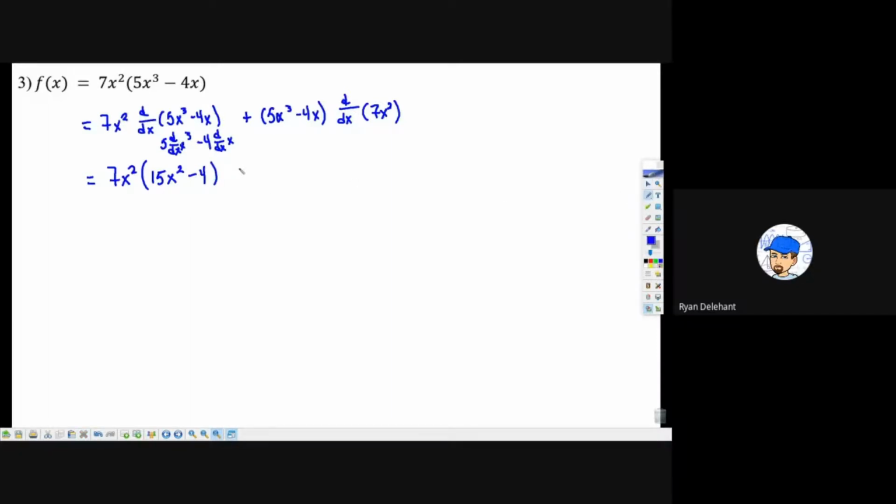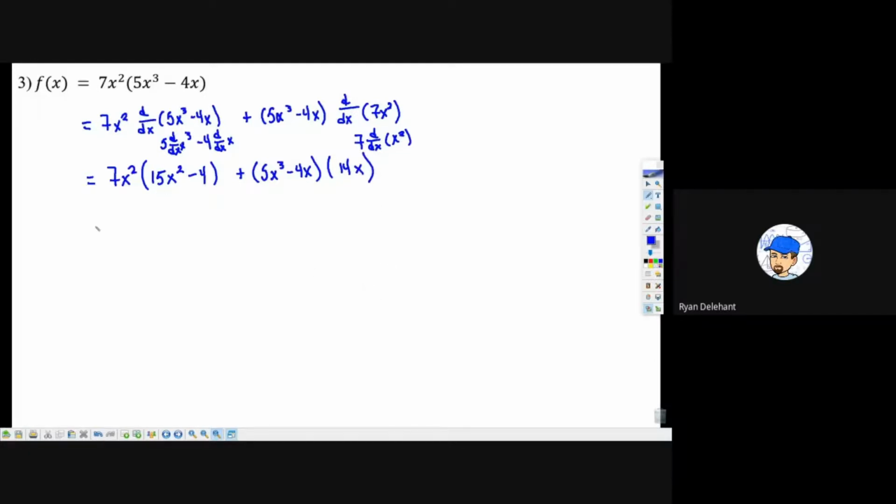And we're going to multiply that by 5x to the 3rd minus 4x. I'm sorry, we're going to add to that this 5x to the 3rd minus 4x times the derivative here. So remember, the 7 is going to come out front. The derivative of x squared, so we're going to pull the 2 down, and we're going to get 2 times 7, which is 14. And that's going to give us 1, so that's x.